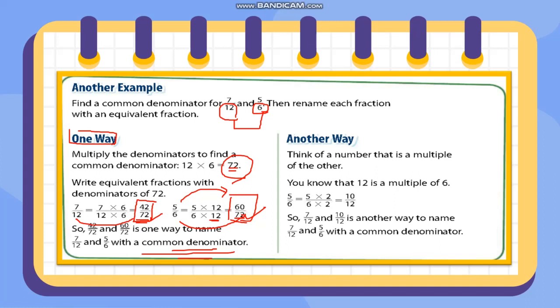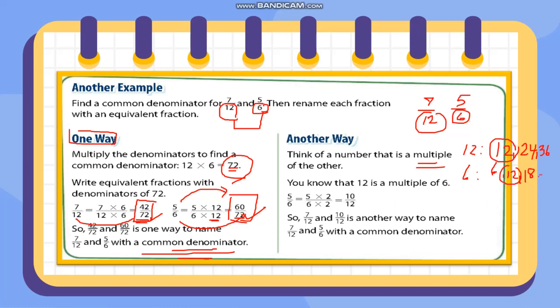There's another way to find the common denominator using multiples. For example, the given is 7/12 and we have 5/6. Just get the denominators, which are 6 and 12. Then skip counting. The multiples of 12 are 12, 24, 36, and so on. Then for 6: 6, 12, 18, and so on. Now, do we have a common multiple? Yes, the common is 12, and that is what we call the least common multiple.